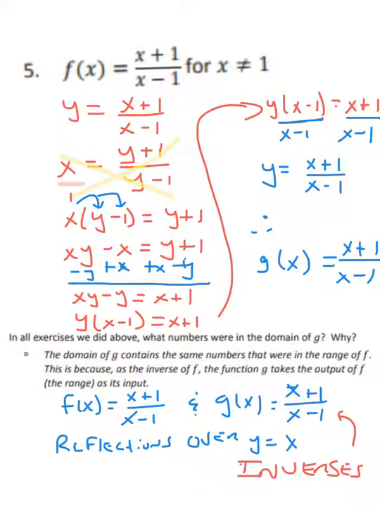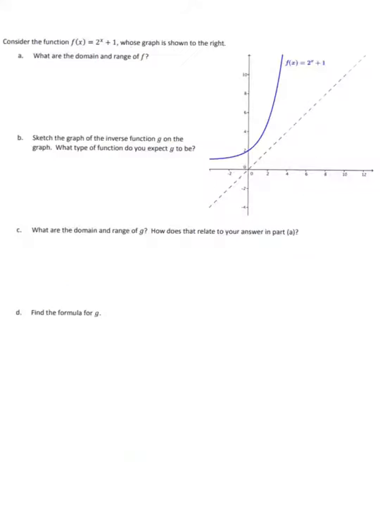Make sure you make a note of this if you didn't get this one right, or you need help for class. Okay, the last thing we're going to look at is an exponential function right here, 2 to the x plus 1. On this graph showing the graph, there's y equals x going down the middle. What's the domain and range of this?